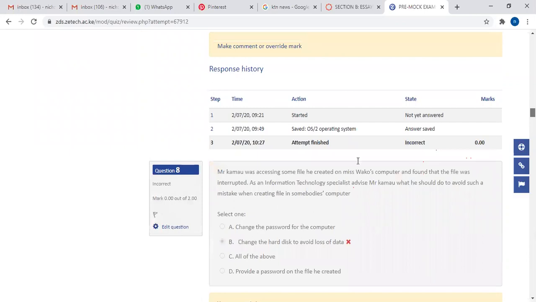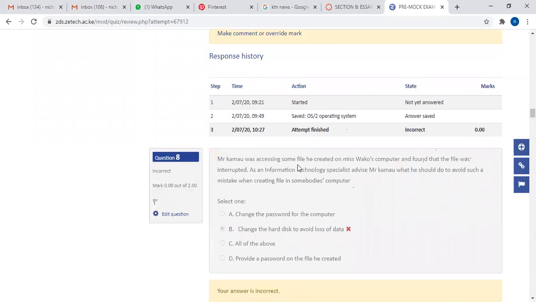So the next one: Mr. Kamau was accessing some files he created on his work computer and found that the file was interrupted. As an information technology specialist, I advised Mr. Kamau what he should do to avoid such a mistake when creating a file on somebody's computer. Now, what should you do? So this one you can work with the answers.